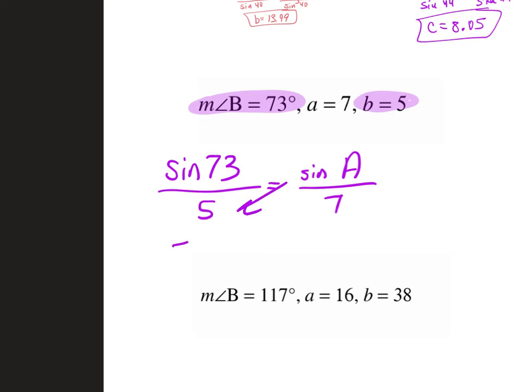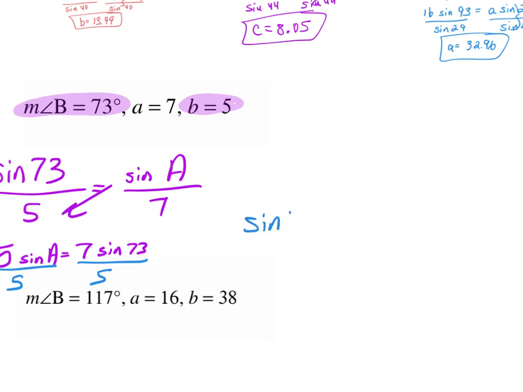Let's cross multiply. So I have 5 times the sine of A equals 7 times the sine of 73. How do I get the sine of A all by itself? Divide by 5. So here, guys, I'm left with sine A equals 7 times the sine 73 divided by 5. Now, in your calculator, if you did 7 sine 73 divided by 5, you get 1.33.